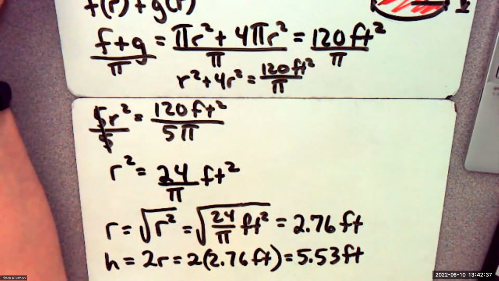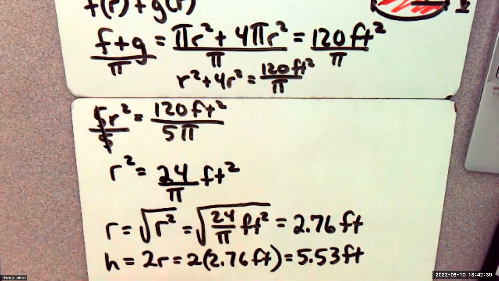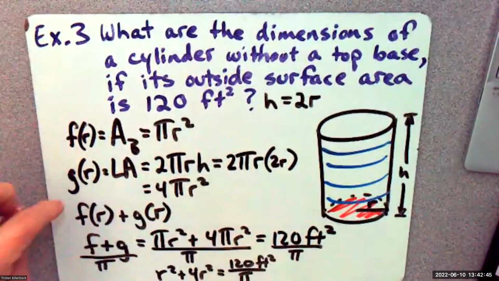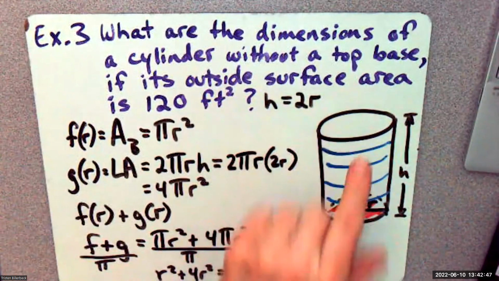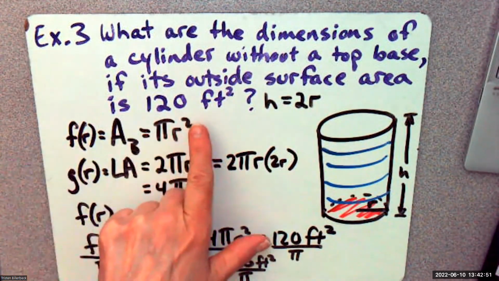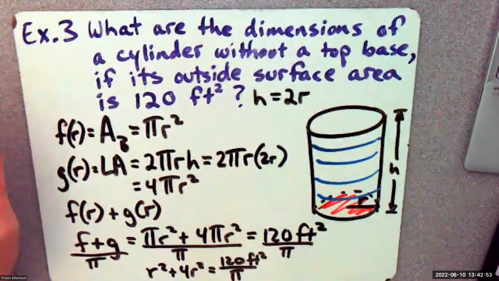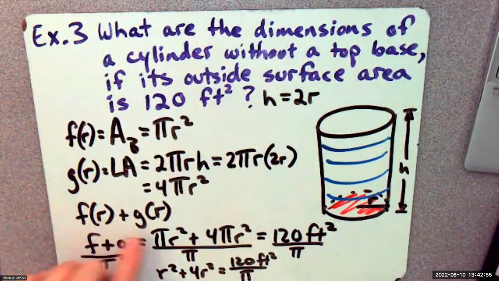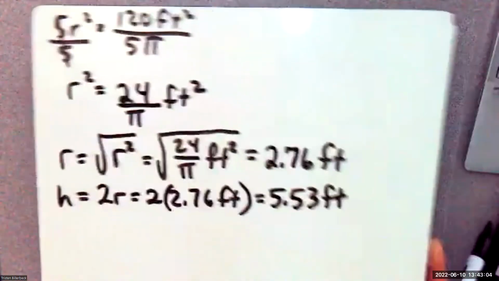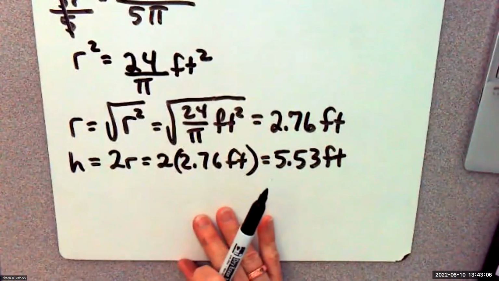By adding the different functions to find what the lateral area, this area, plus this area of the one base equaling 120 feet squared, we added those two functions together and set it equal to 120 feet squared, we were able to find the radius and the height.